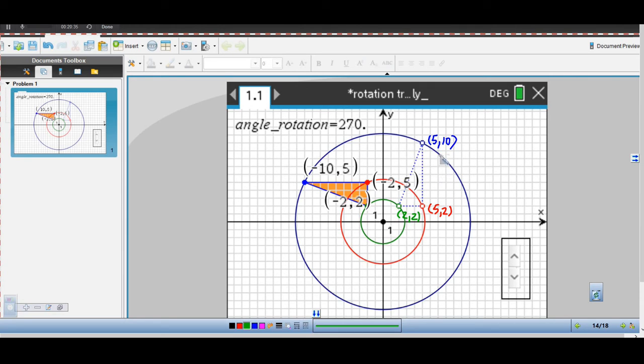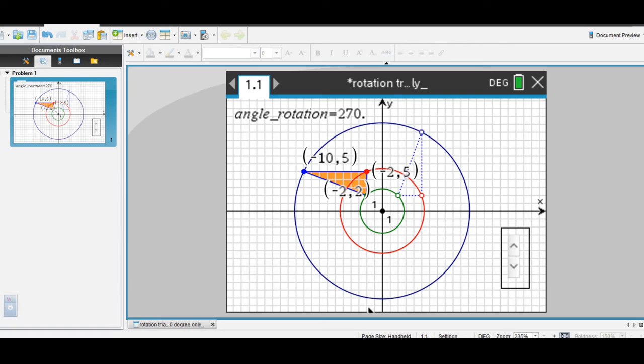So what's happening? Well, just like when we did the 90-degree rotation, they're switching, right? 5, 10 became 10, 5; 5, 2 became 2, 5; 2, 2 stays 2, 2. But notice the first one now is the opposite of what it was. So we switch them and then make the first one the opposite. Instead, as with 90 degrees, we switched them and made the second one the opposite, right?